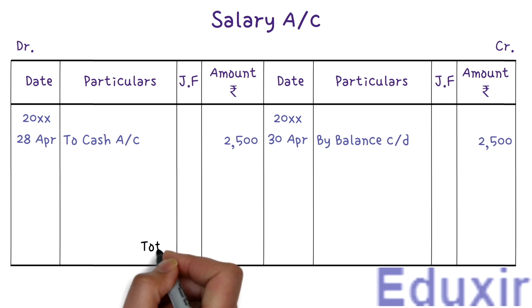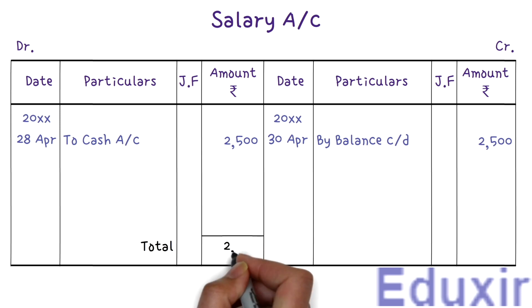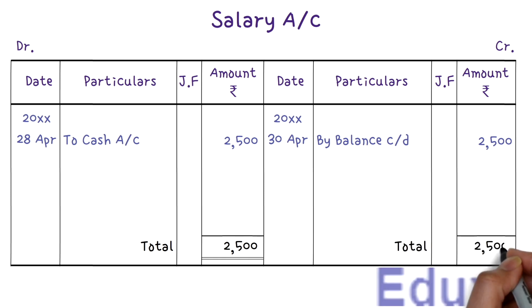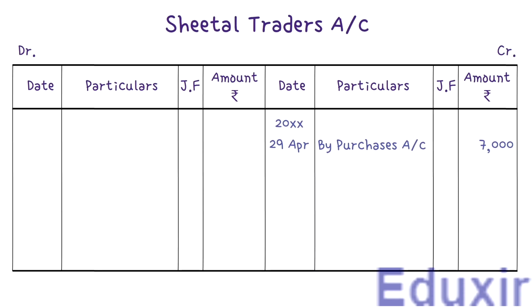Now the total on the debit side is 2500 rupees. And the total on the credit side is 2500 rupees. So now the salary account is balanced. Let's now take up Sheetal Traders account.